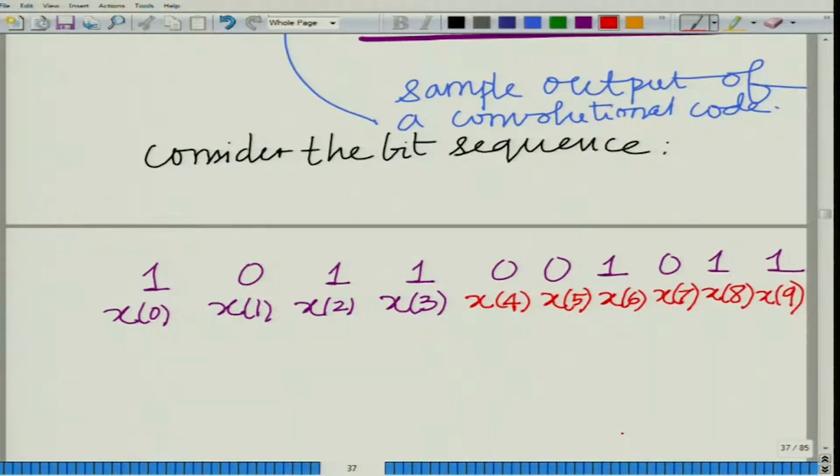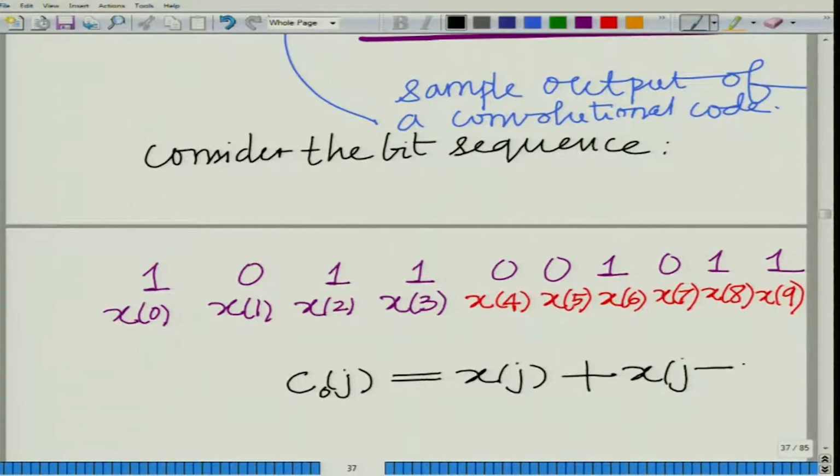Okay, and what we are going to do is, remember, if we start with our definition, C0 of j equals x of j plus x of j minus 2. This is binary field addition, which is given by XOR. We have seen that in the previous module. This is binary field arithmetic.